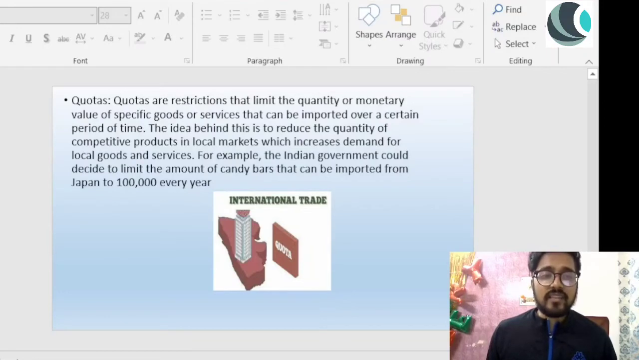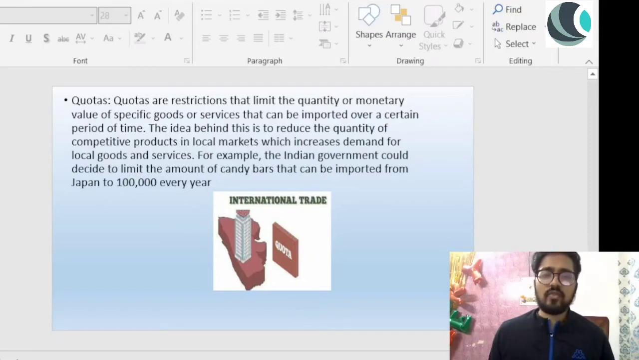The idea behind this is to reduce the quantity of competitive products in local markets, which increases demand for local goods and services. This is the basic logic behind having a quota system, so that the foreign market doesn't disrupt your domestic market, and domestic industries can grow as well, right? So, for example, the Indian government could decide to limit the amount of candy bars that can be imported from Japan to 1 lakh every year.